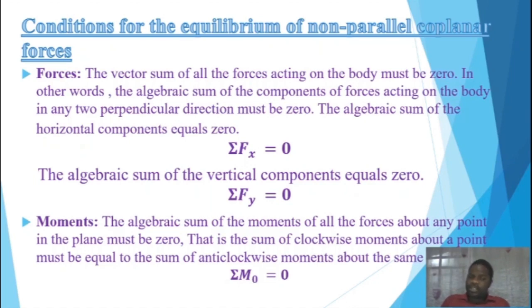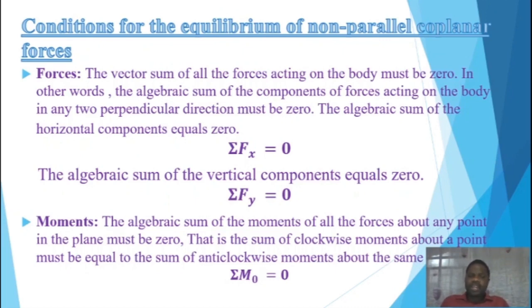Now we look at the forces. We say the vector sum of all the forces acting on the body must be 0. Please take note, we say vector sum. In the parallel coplanar case we say algebraic sum, but here we say vector sum. We are going to discuss later, maybe in our Zoom class, the difference between the algebraic sum and the vector sum. Then we solve questions to show them.